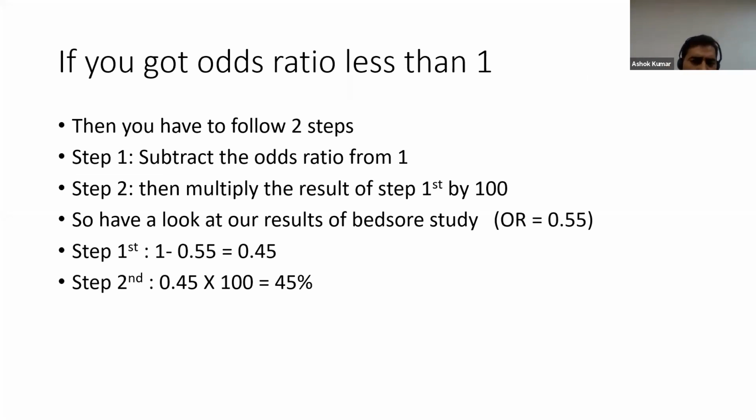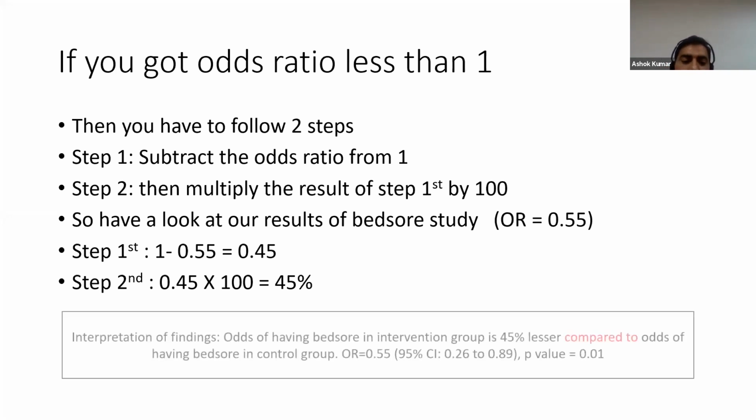If you got odds ratio less than 1, then you have to follow 2 steps. Step 1, subtract the odds ratio from 1 if you got odds ratio less than 1. Step 2, then multiply the result of step 1 by 100. So have a look at your results of the bed sore study, OR 0.55. Step 1, 1 minus 0.55 is 0.45. And step 2, 0.45 into 100 is 45%.